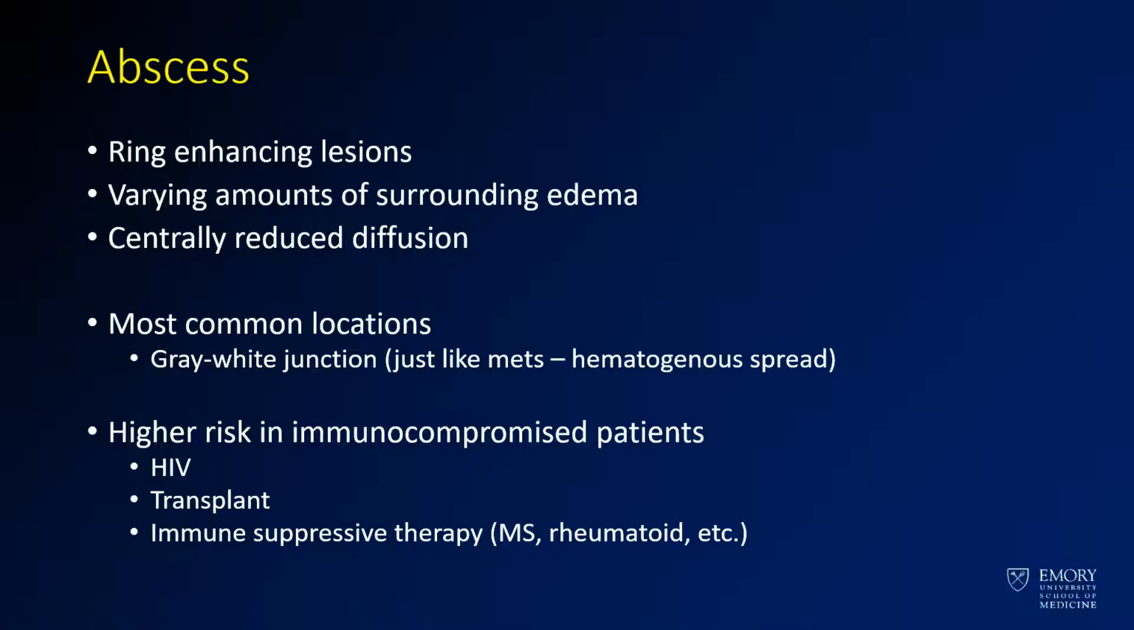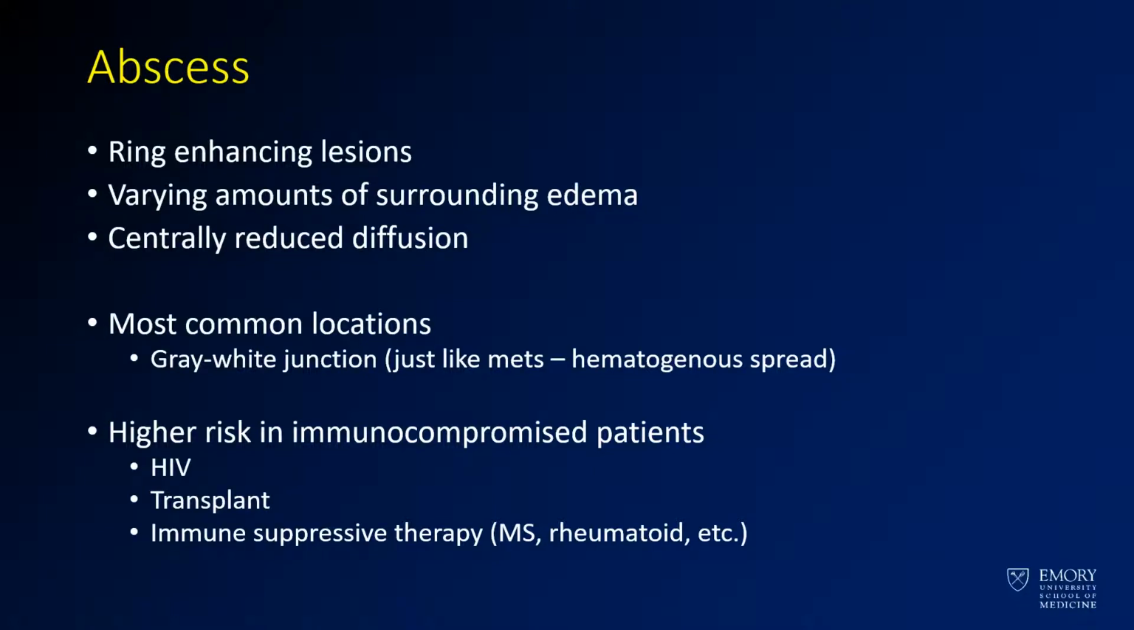So in this case of this patient with HIV, we have an abscess. Here you have ring-enhancing lesions with various amounts of surrounding edema and reduced diffusion. The most common locations where you're going to see these are at gray white junctions. And as this kind of goes without saying, immunocompromised patients are more likely to have these. So HIV, transplant, and immune suppression for MS or rheumatoid arthritis.